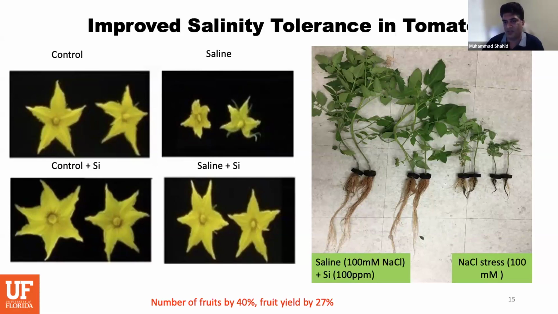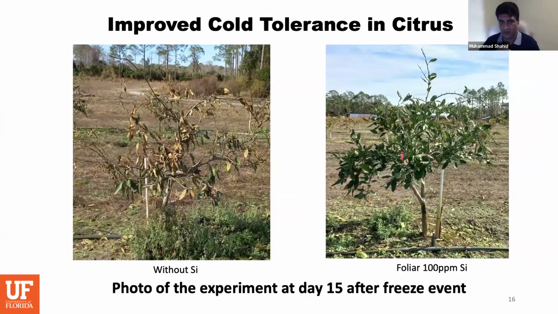So this is how salinity suppresses growth, and how silicon is helpful to create resistance against the salinity stress. This is my ongoing project. In my program, in the north side of the state, fresh market citrus is a newly emerging industry. North Florida, south Georgia, and southeastern Alabama are becoming a new citrus growing region.